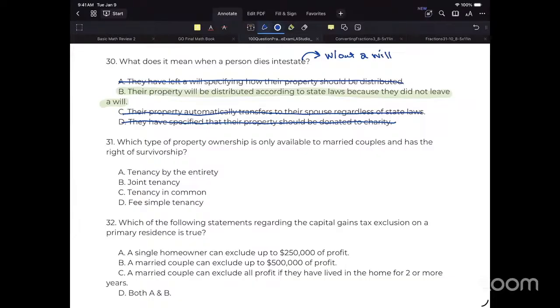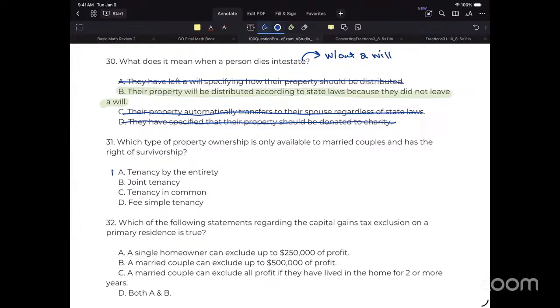All right, let's do our next question. 31. Which type of property ownership is only available to married couples and has the right of survivorship? Which type of property ownership is only available to married couples and has the right of survivorship? Okay, you said you think it is A. Okay, we got one for A. Well, let's look at our answers.